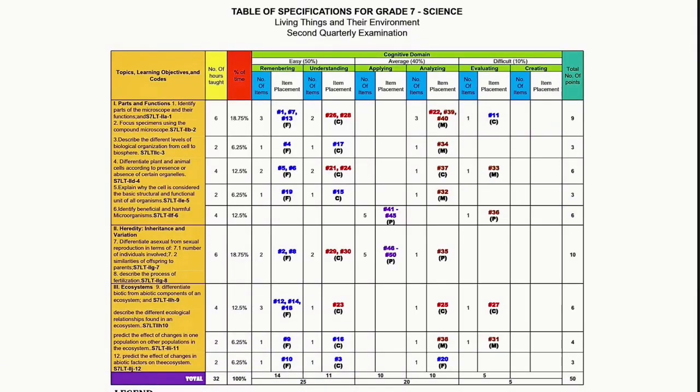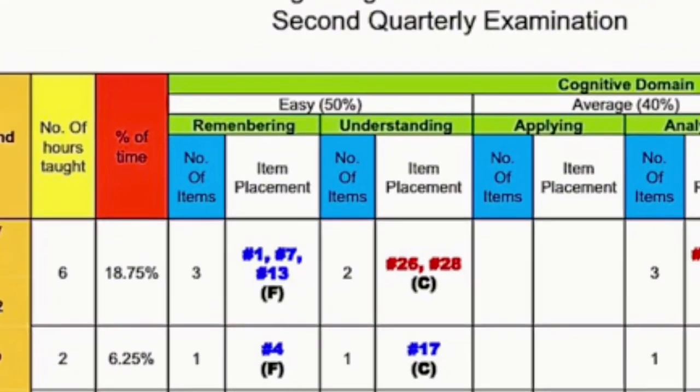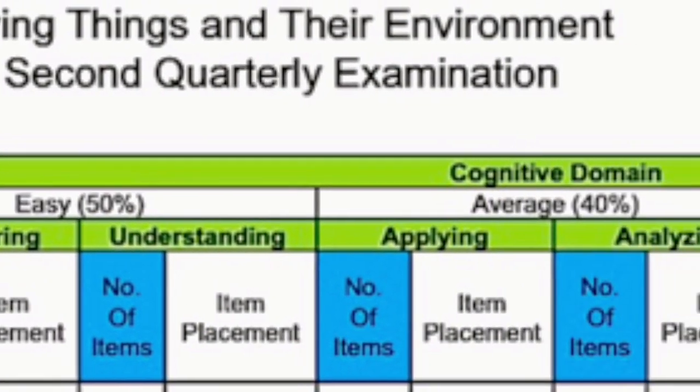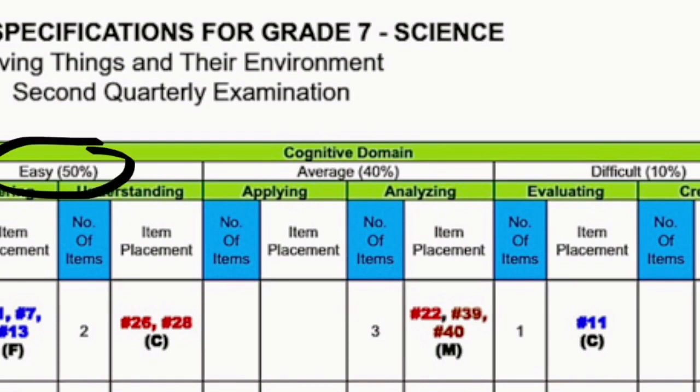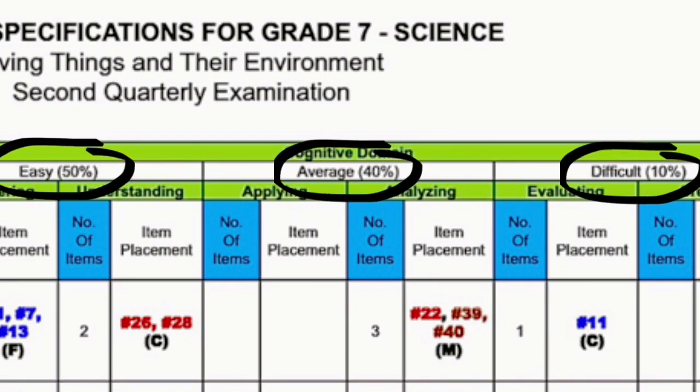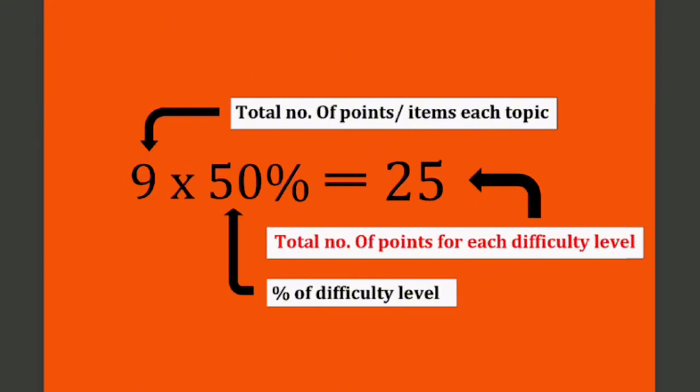Step 5. Distribution of items per cognitive domain and level of difficulty. The next step is to distribute the test items among the levels of difficulty and cognitive domain. Items can be categorized as easy, average, and difficult, and the percentage is based on DepEd, which are 50%, 40%, and 10% respectively. Distribute items evenly across these difficulty levels by multiplying the allocated number of items per topic by the percentage of difficulty level. For example, 9 multiplied by 50% is equal to 4.5.